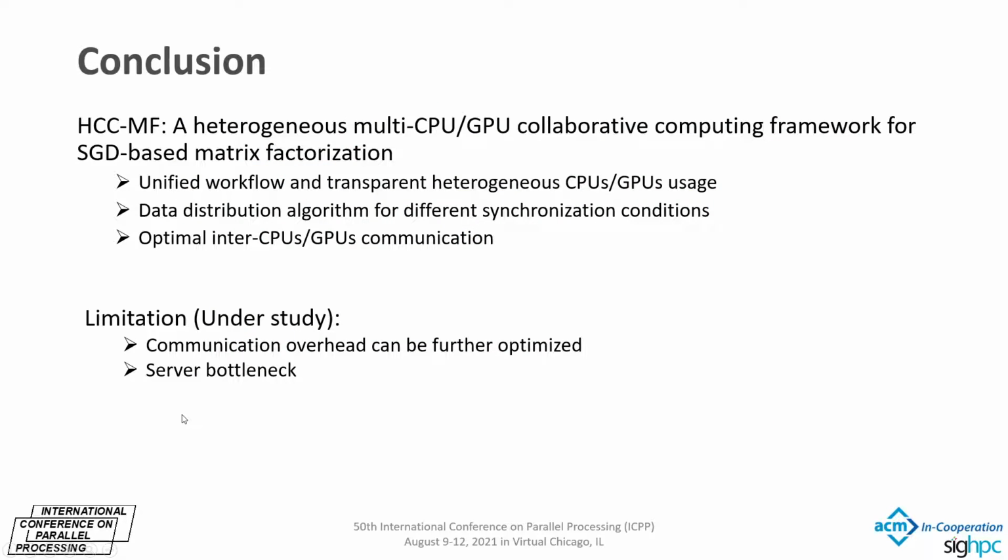HCC-MF is the first heterogeneous multi-CPU GPU collaborative computing framework for SGD-based MF. It has a unified workflow and can transparently use heterogeneous CPUs and GPUs in the system. Its two data partition strategies can deal with different synchronization overhead situations, and it provides a series of effective communication optimization methods. However, it currently has some limitations. We have already started follow-up work on these limitations.